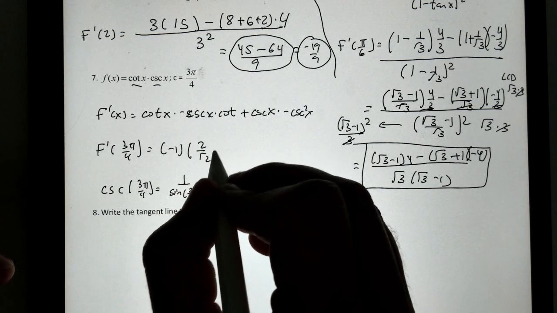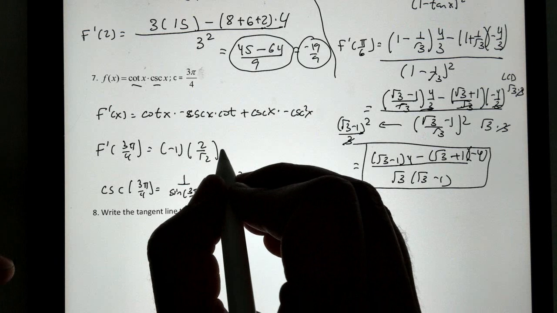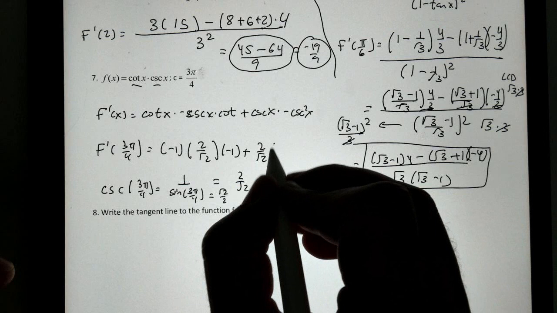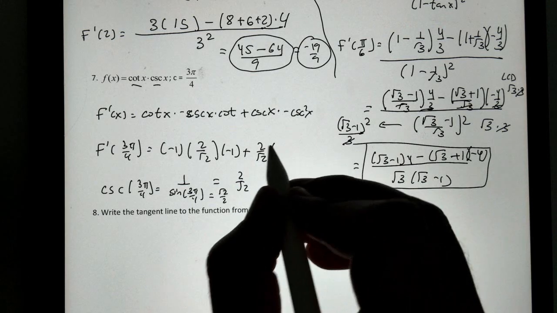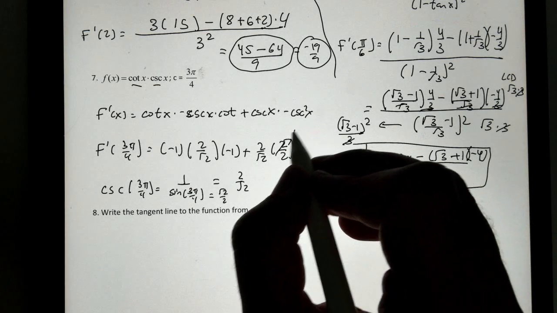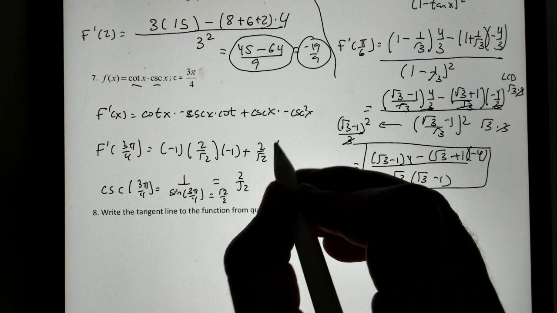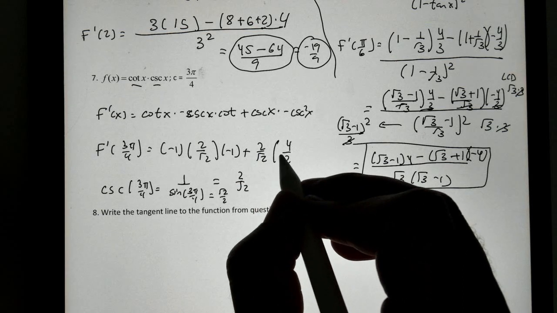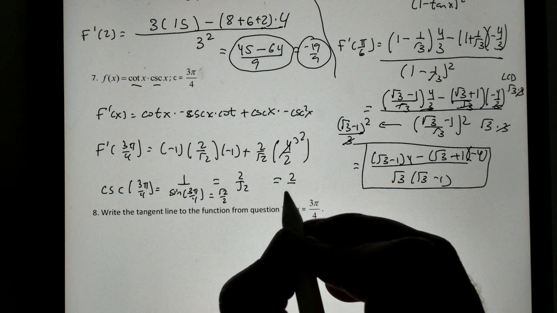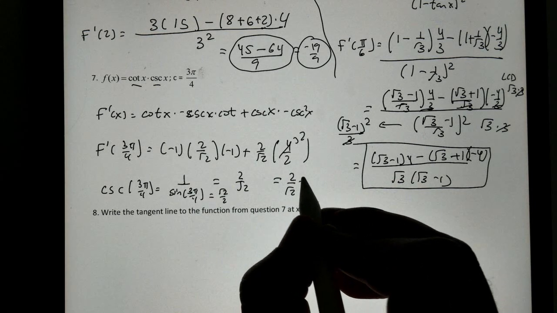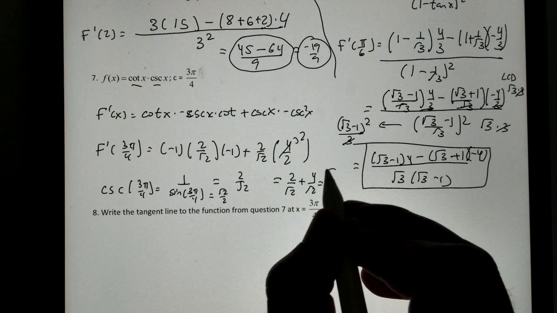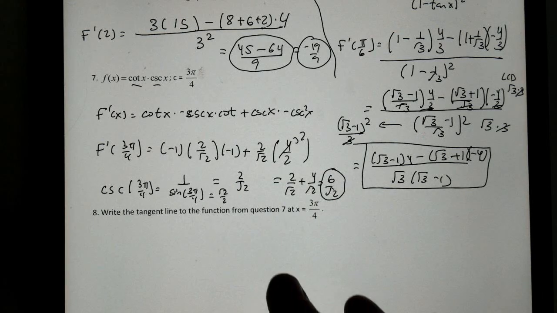2 over root 2 times the cotangent, again, is just negative 1, plus, again, 2 over root 2. And if I square it, I'm going to get 2 over 2, which is just, whoops, sorry, if I square that, that's not that. There we go. Sorry about that. If I square this, I get 4 over 2, which is just 2 right there. So if I simplify this, I'm going to get 2 over root 2 plus 4 over root 2, which is just 6 over root 2 right there. Yeah, that's just nasty. Who gave us that problem?